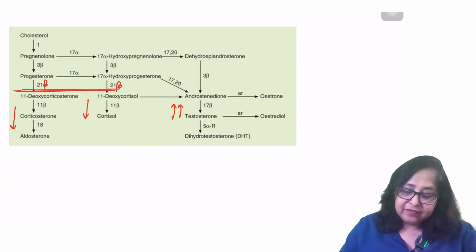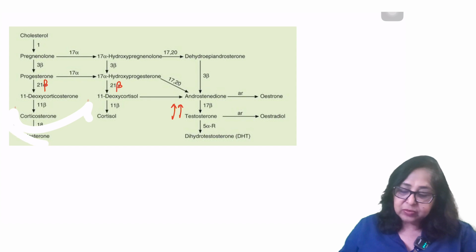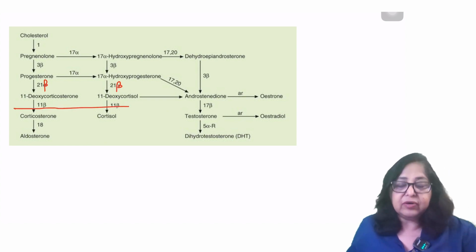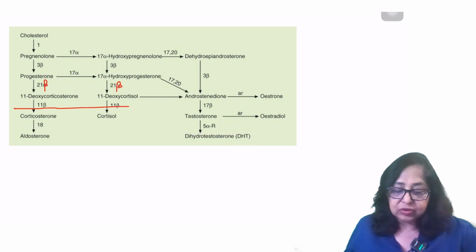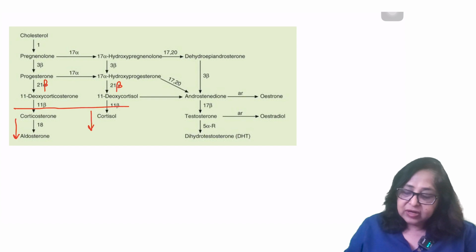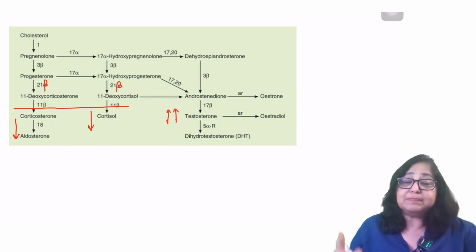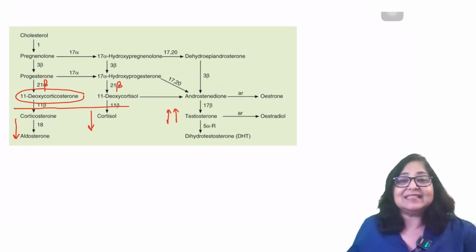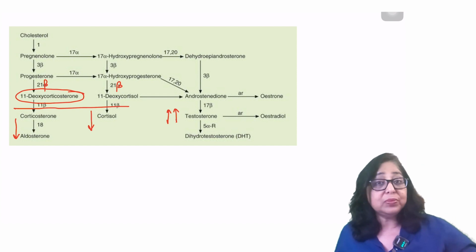So let's see if there is a deficiency of 11-beta hydroxylase, what is going to happen. 11-beta hydroxylase is catalyzing the conversion of 11-deoxycorticosterone to corticosterone and aldosterone, and 11-deoxycortisol to cortisol. So again, decreased aldosterone, decreased cortisol, but excess of androgens. But one major difference, 11-deoxycorticosterone is going to be in excess in this patient. What will happen because of that?